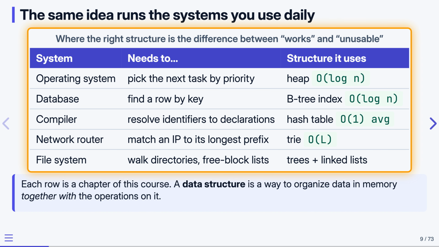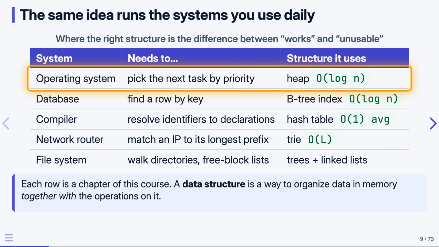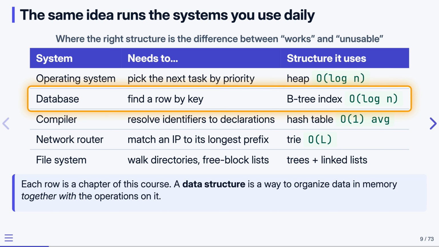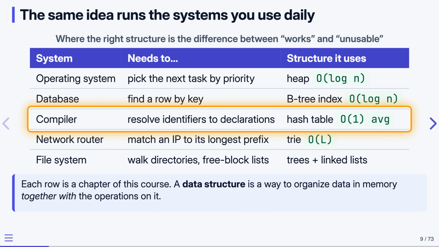This same idea runs the systems you use every day. Every layer of a real machine is really a data structure choice in disguise. An operating system must pick the next task by priority. For that it reaches for a heap, also called a priority queue, at big O of log n. A database must find one row by its key among millions. It uses what we call a B-tree index, again at big O of log n. A compiler must match every name to where it was declared. It uses a hash table, called a symbol table, at big O of 1.